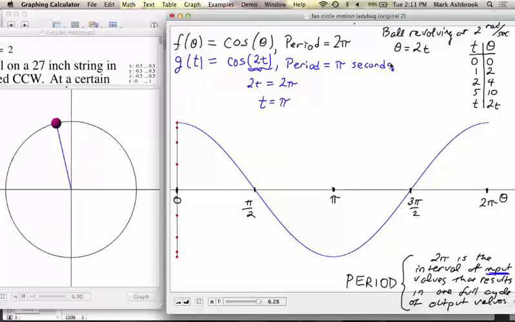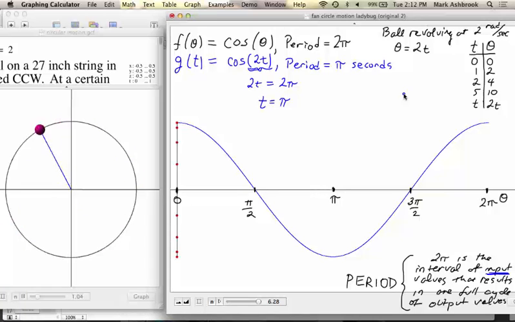So, Carlos' question. Is it always radians? No. Why? Because the period is the interval of input. So the input can be something different than an angle measure. In this case, the input is time. So the unit of the period will always be whatever the unit of the input is. Why? Because the period is the interval of input that results in a full cycle of output.